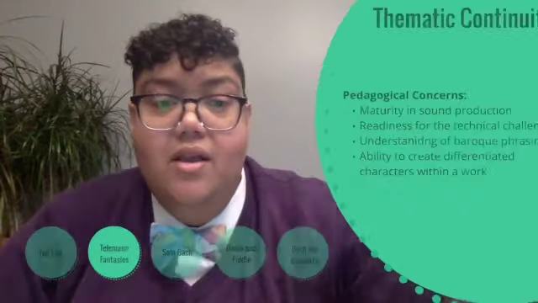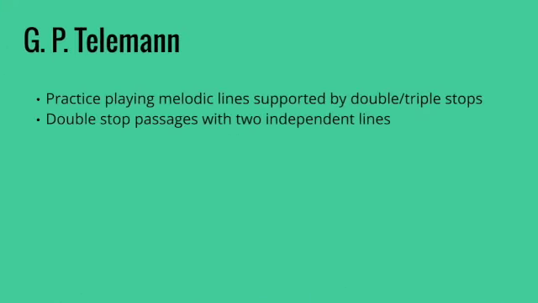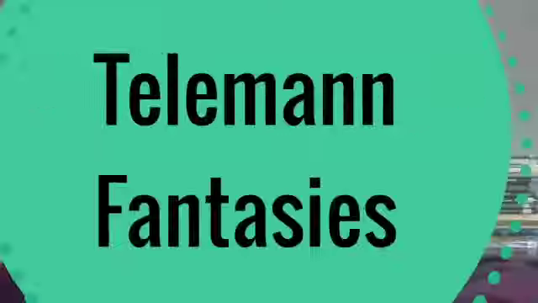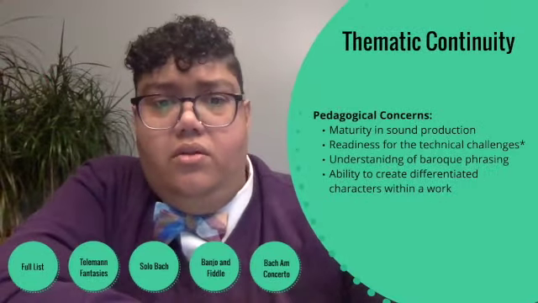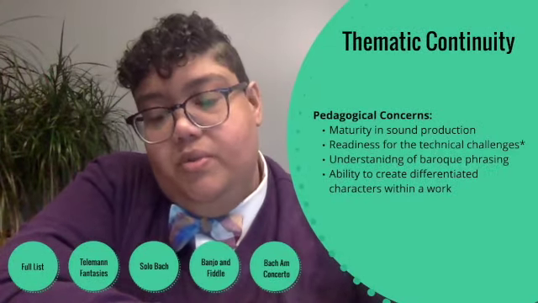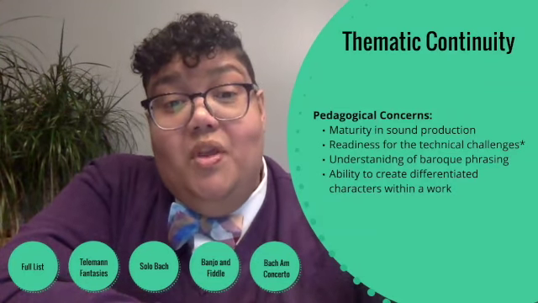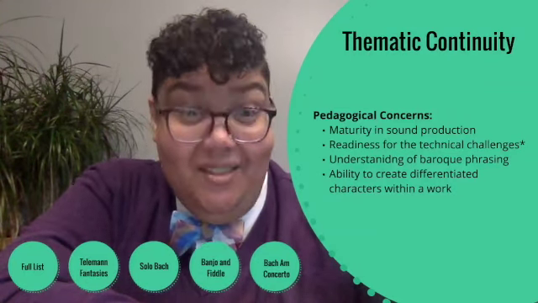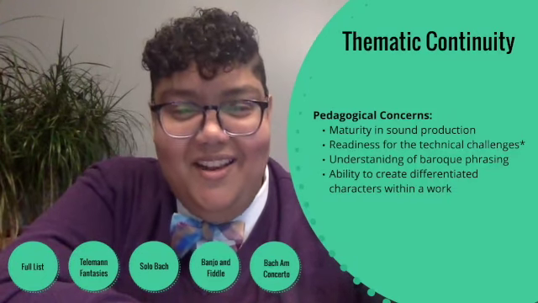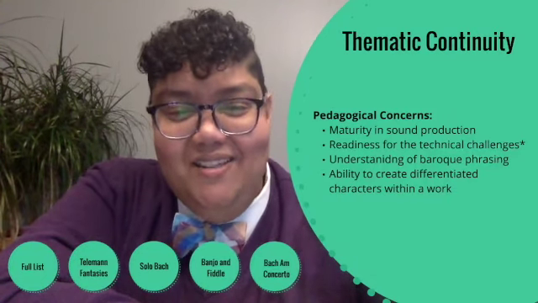What else we have here? I mentioned these before, and I really, really do like these, the Telemann fantasies. Practice playing those melodic lines supported by double and triple stops. And then there are double stop passages with two independent lines. And there are some of those Telemann fantasies that are more difficult than the ones that I brought up, so I wouldn't necessarily have students work on all of them. They might be a fun respite if the Bach fugue work is getting a little bit too intense.